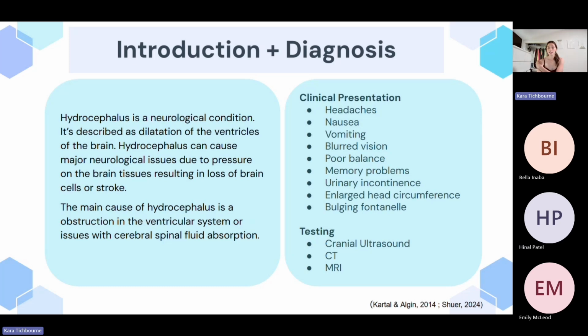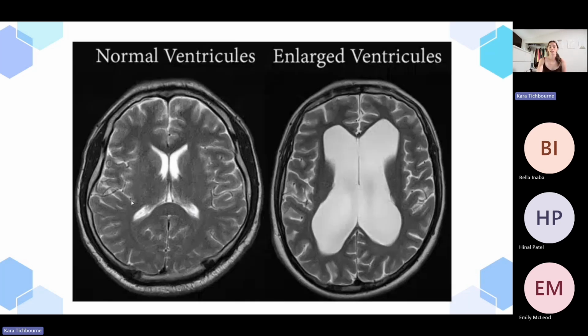In diagnostic testing, in infancy, while the fontanelle is still open, we can do a cranial ultrasound, but once that closes, it is no longer an option. We then can do a CT, and for more specific testing, we can do an MRI. So in this image here, this is a normal brain MRI where the ventricles are normal sized, and on the right here, this is hydrocephaly with a dilation of the ventricles.